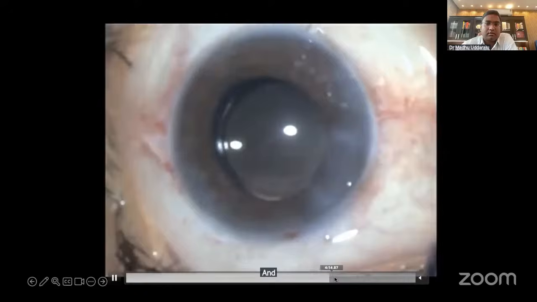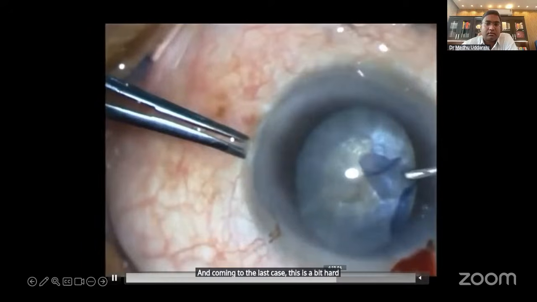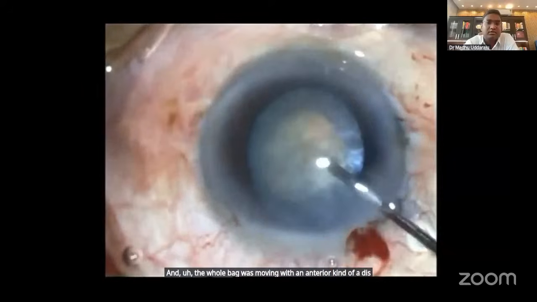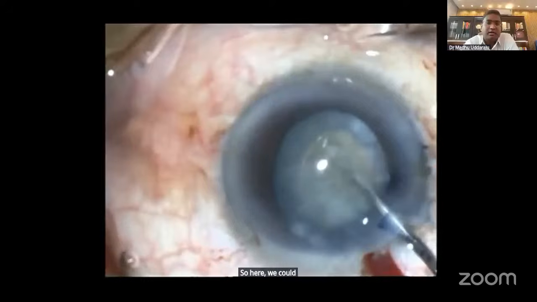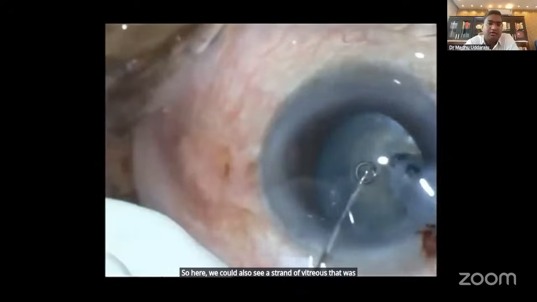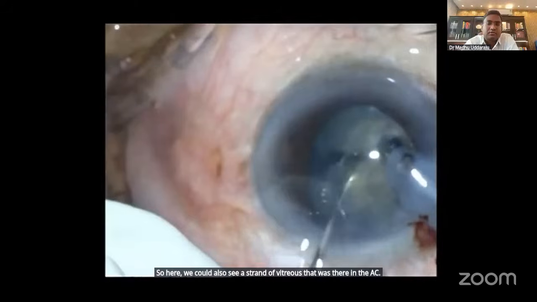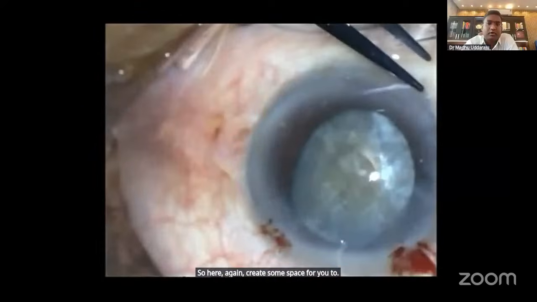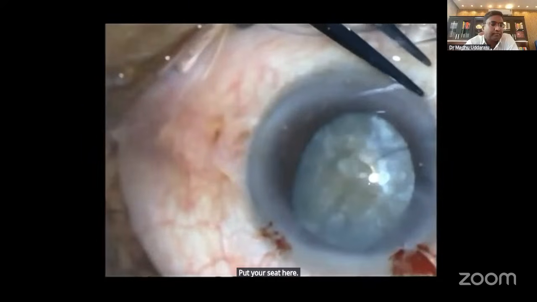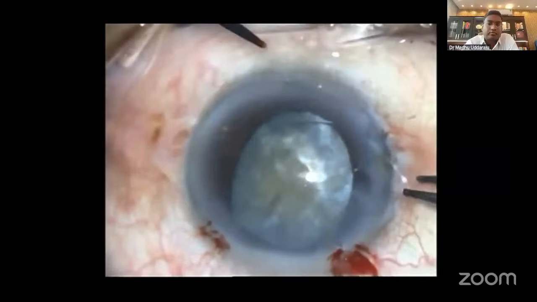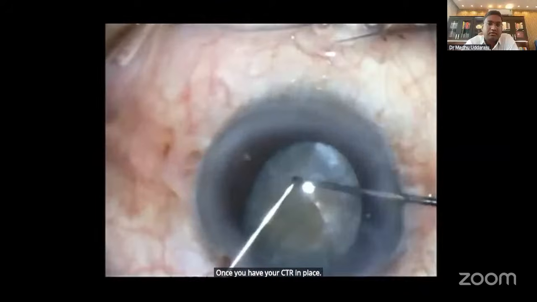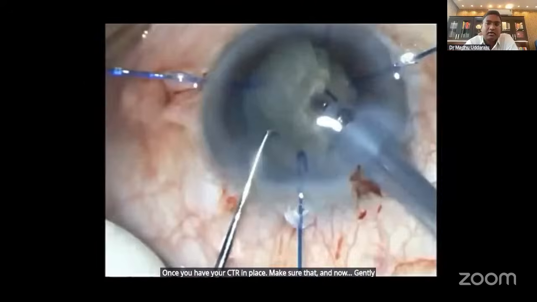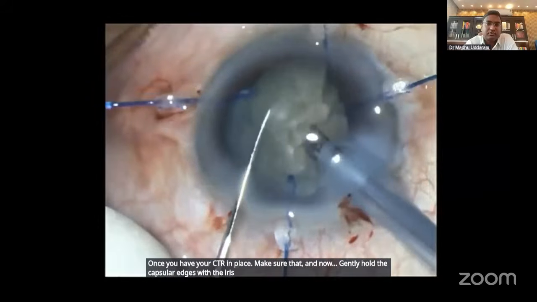And coming to the last case, this is a bit harder nucleus. And the whole bag was moving with an anterior kind of a dislocation. So here we could also see a strand of vitreous that was there in the AC. So here again, create some space for you to put your CTR. Once you have your CTR in place, now gently hold the capsular edges with the iris hooks. Finish your phaco.